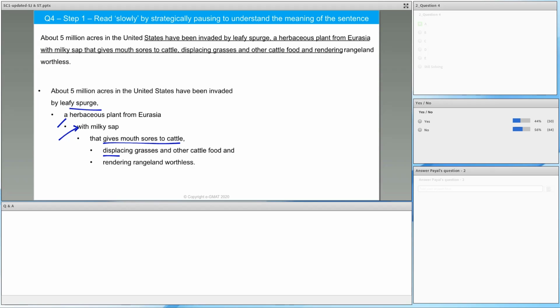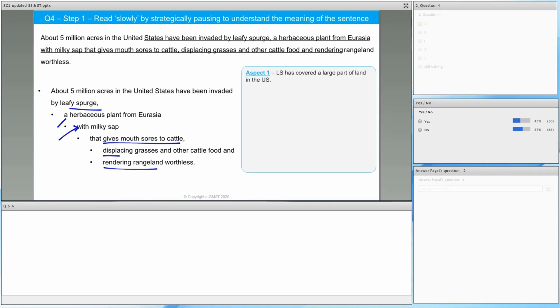Then we have displacing grasses. Okay, that's one point. And the next point talks about rendering the range land worthless. Okay, so when we talk about rendering the range land worthless, what does it mean? The grazing grounds are made absolutely useless.